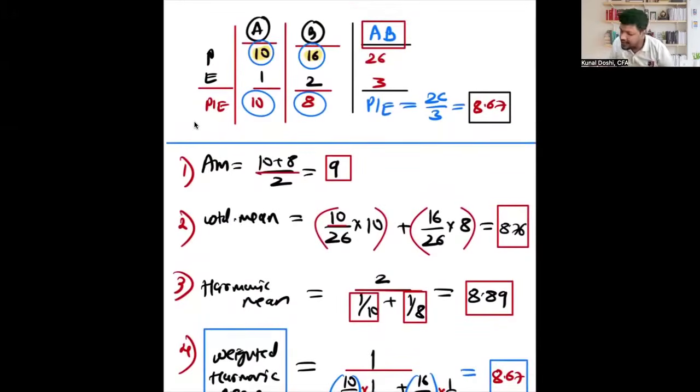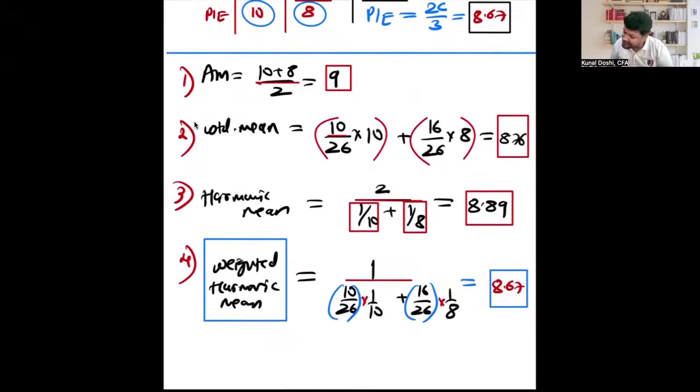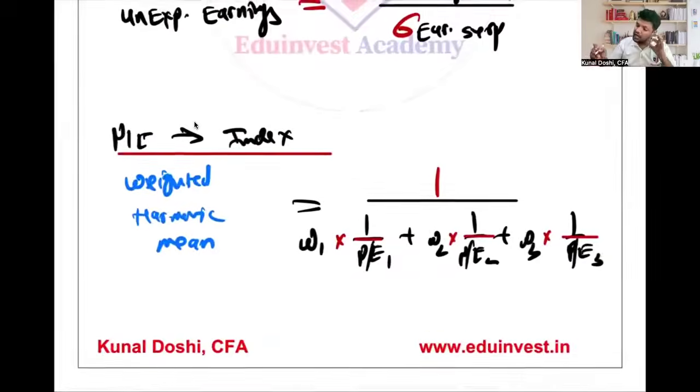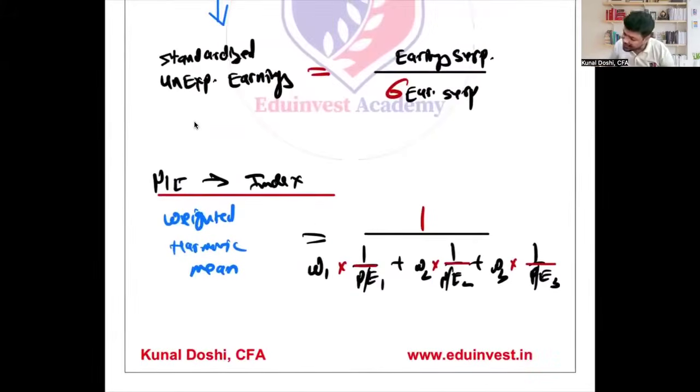So 10 divided by 26, 16 divided by 26 are my weights. These are my weights based on price into the inverse of the PE ratios for both 10 and 8. And since the total of weights is 1, in the numerator you have 1. That's how my weighted harmonic mean is. Only then I'll get the accurate answer. Otherwise, if I take the simple arithmetic mean, I will not get an accurate answer.